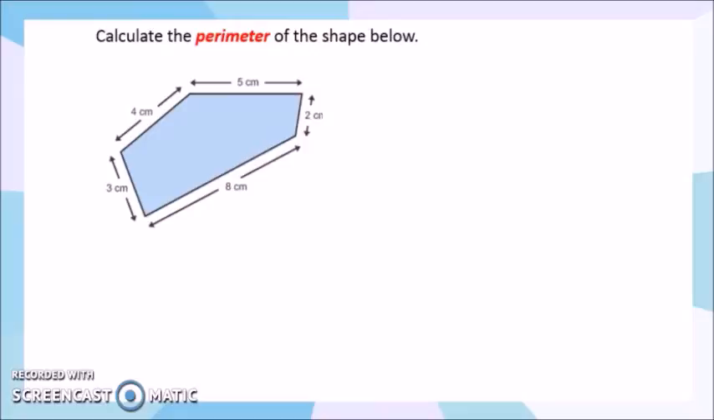In this example, you are asked to calculate the perimeter of the pentagon, and you do it exactly the same as the previous examples. We simply add the lengths of the 5 sides together, and the perimeter of the pentagon is 22 centimeters.